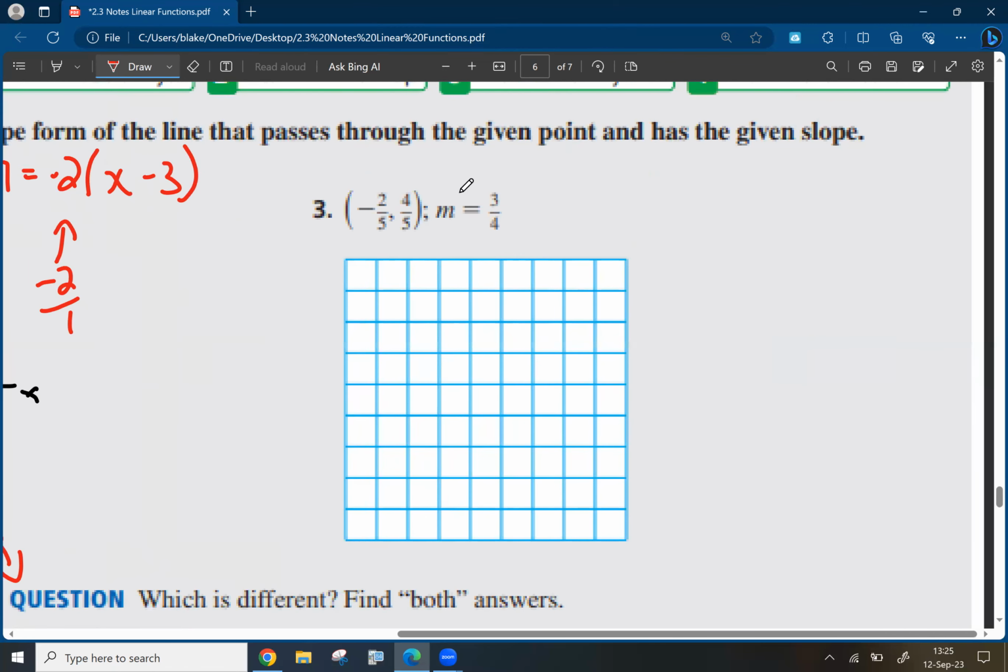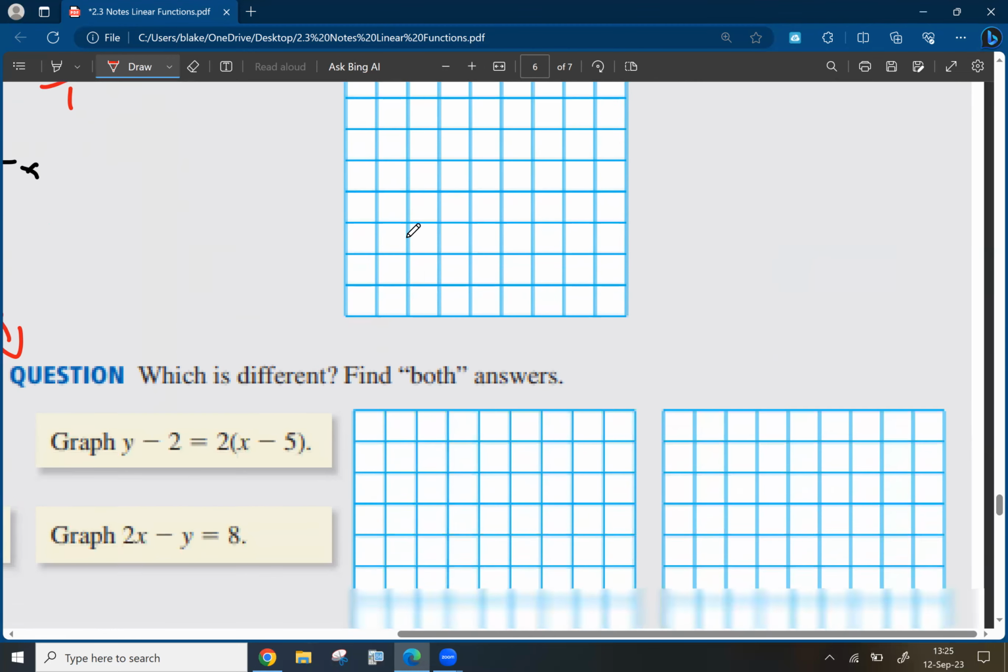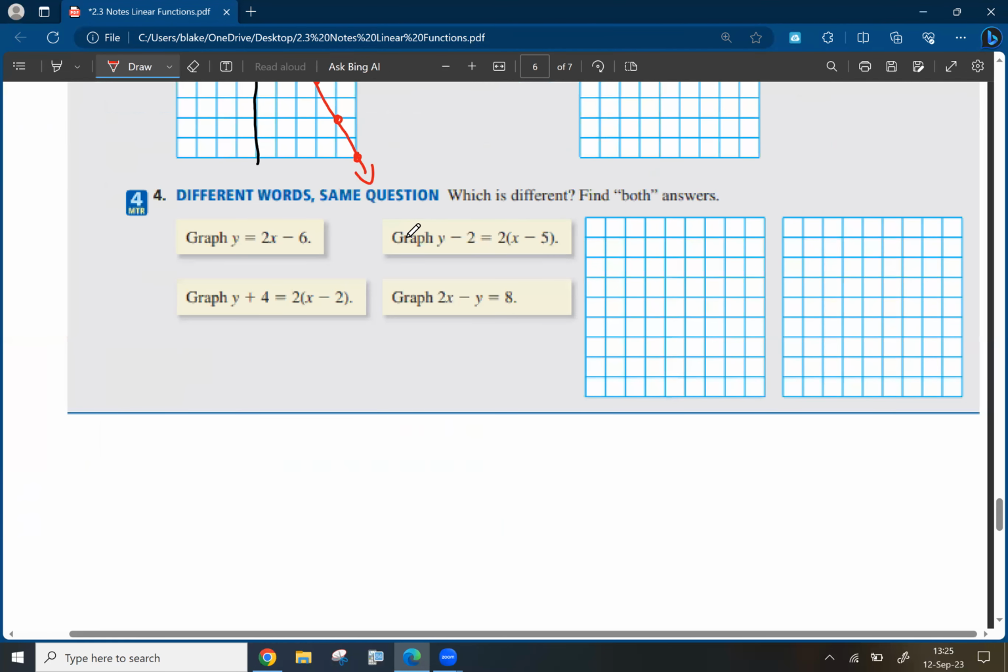I don't even think I want to touch this just because of the fractions. So I'll just bypass that one. It's been a long time anyway. We've been working on this for a while.